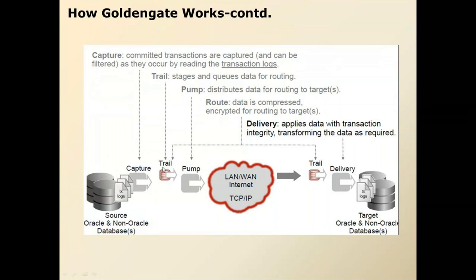note one thing. I mentioned the pump process reads the data from the trail file and sends it over the TCP/IP network. So the pump process doesn't transfer the trail file over the TCP/IP network. It transfers the data which is getting written into the local trail. It transfers that data over the TCP/IP network and writes it to the remote trail on the target. So the local trail and remote trail residing on source and target are different. They are not dependent, they are not the same. You will understand this part as we do the setup.